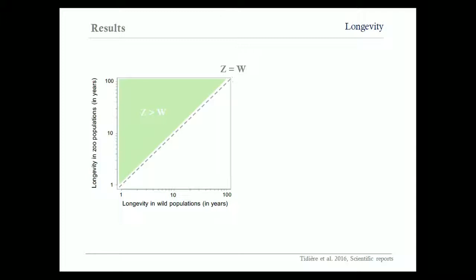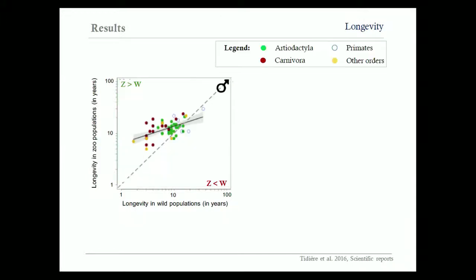So above this gray dotted line, you have when the species have a benefit from captivity, and below when the species have negative effect from captivity. So for longevity, we observe that for males, more than 80% of our species considered live longer in captivity than in the wild. So captivity seems to extend longevity, probably because of increasing age-specific survival. But you can see that the benefit is not the same for all species.